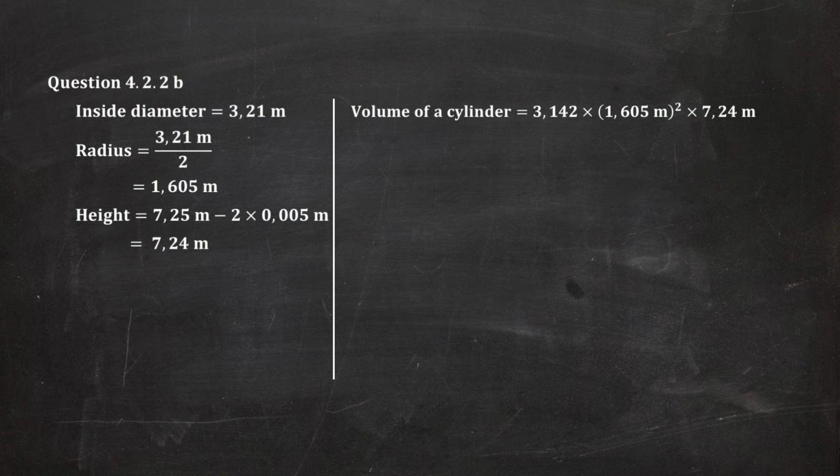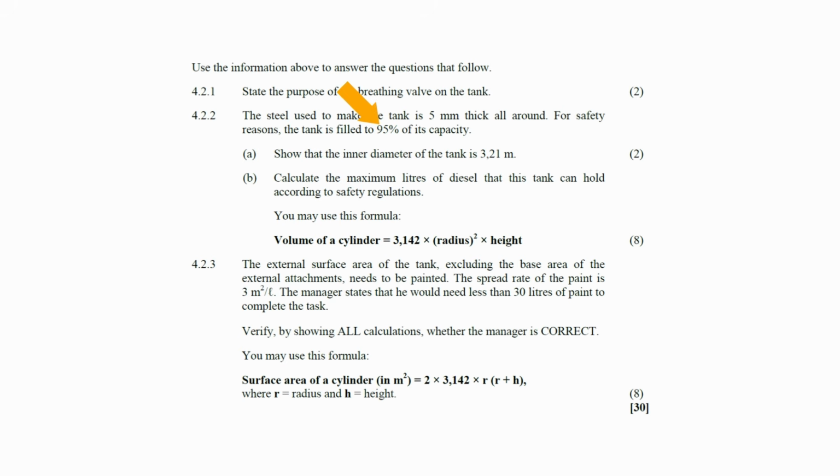Now substituting the values of the radius and the height into the given formula, you will get the following equation. Volume of the diesel equals 3,142 multiplied by the radius of 1,605 meters squared times the height of 7,24 meters, and this equals a volume of 58,599622782 cubic meters. But this value is not according to the safety regulations.